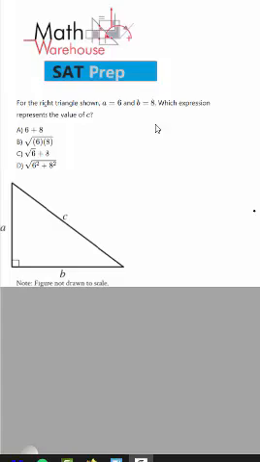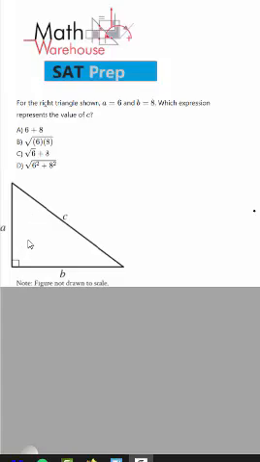This question comes directly from a practice test. I just changed the numbers a little bit, so let's get to it. For the right triangle shown, A equals 6, B equals 8, which represents the value of C? And we have a bunch of different answer choices. Figure not drawn to scale as usual, and as you can tell, this is a right triangle as it shows.